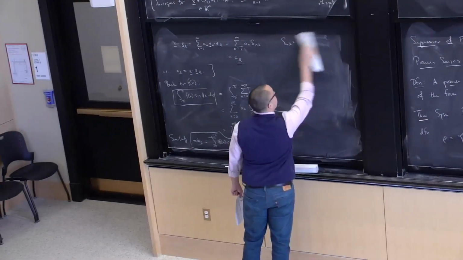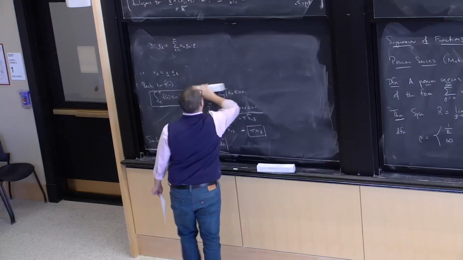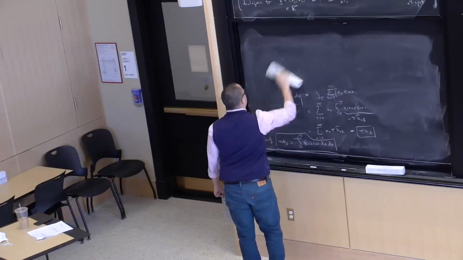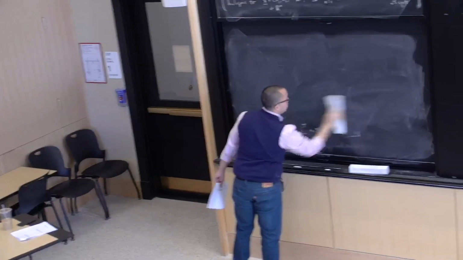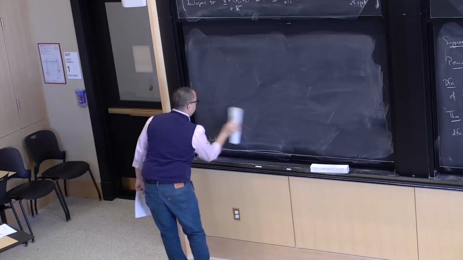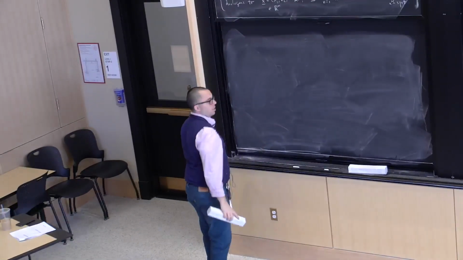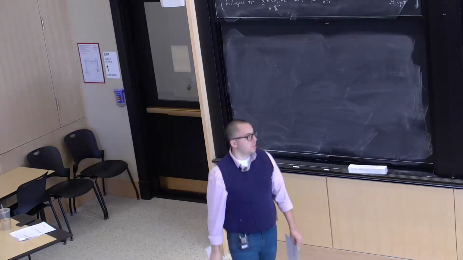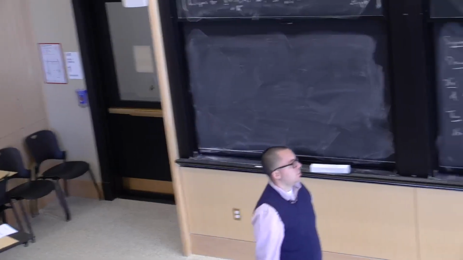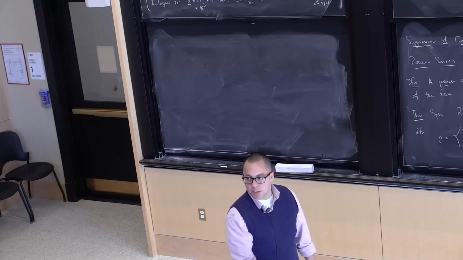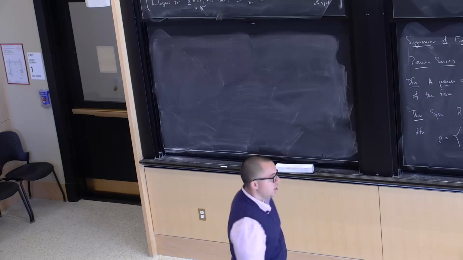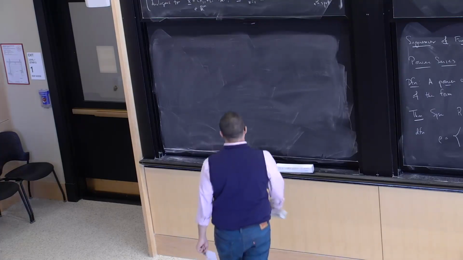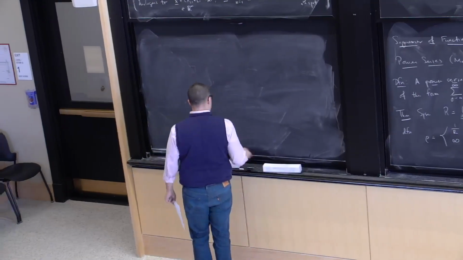I said whenever you come across a definition, you should negate it, and the negation of this definition is not too difficult. A sequence of functions does not converge to another function pointwise if there exists some point so that when I stick it into fn of x, fn of x does not converge to f of x.